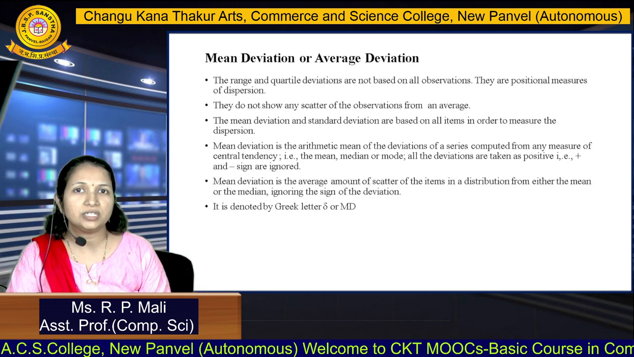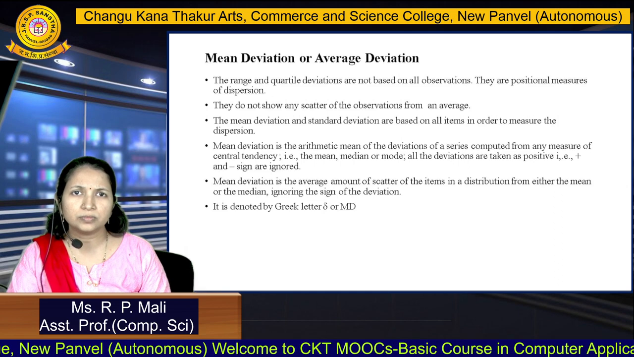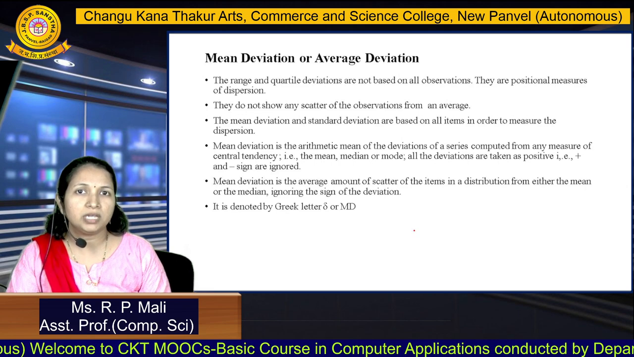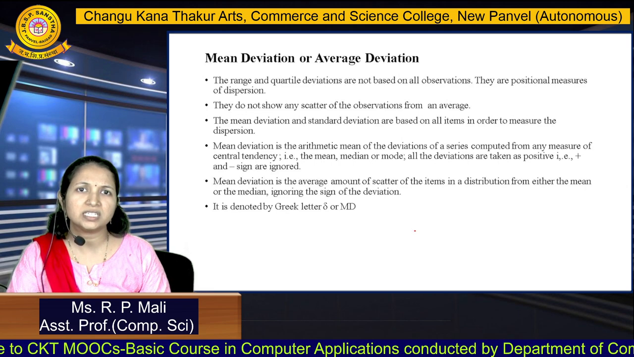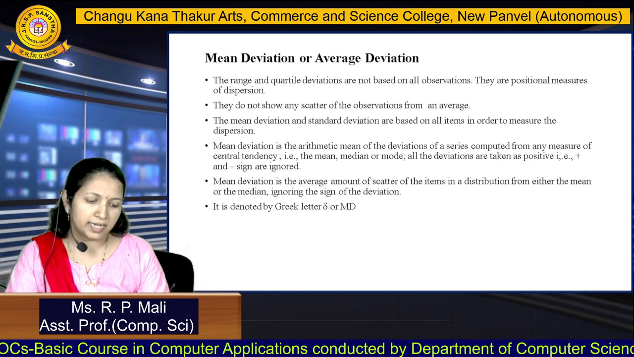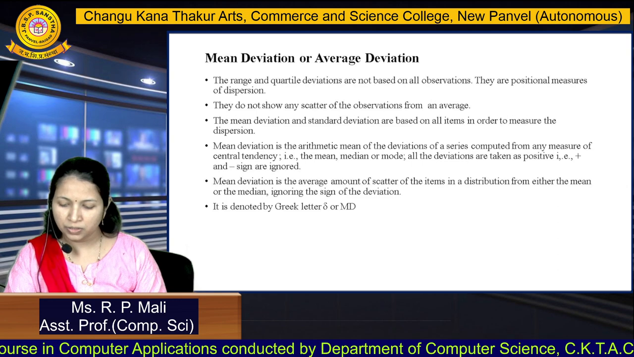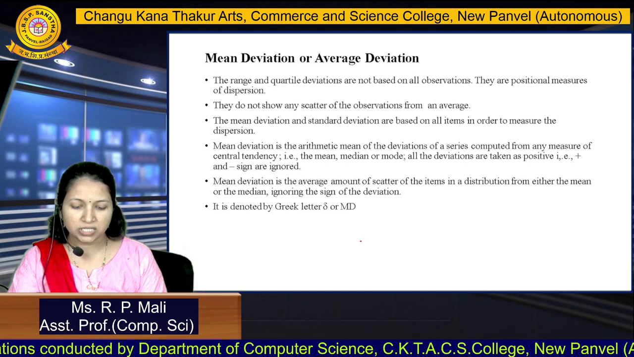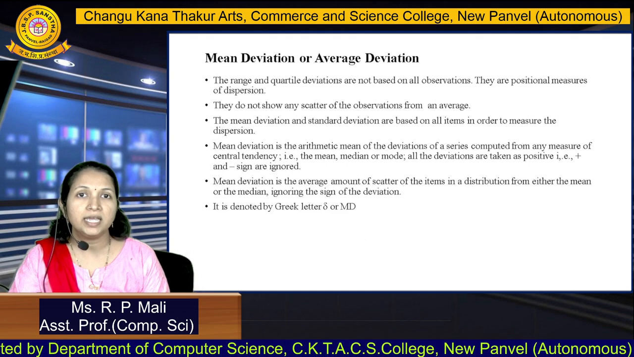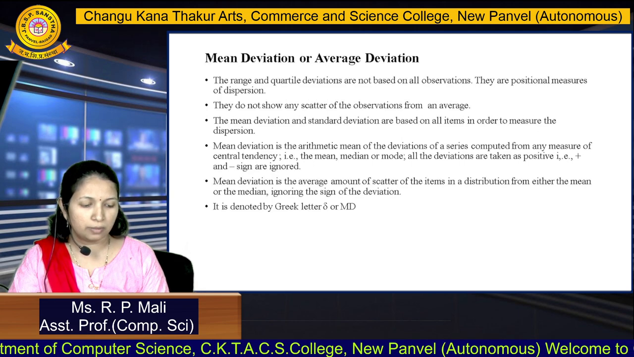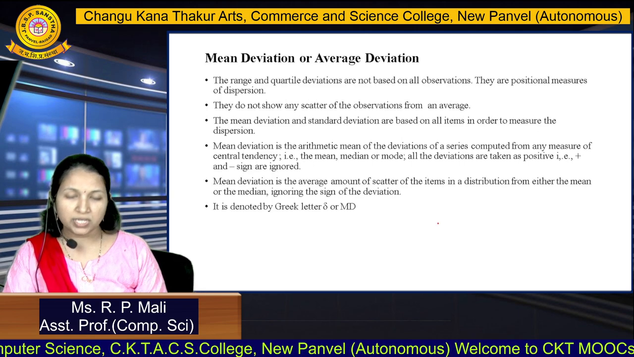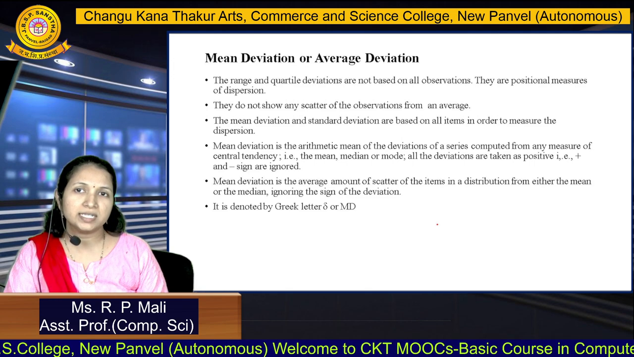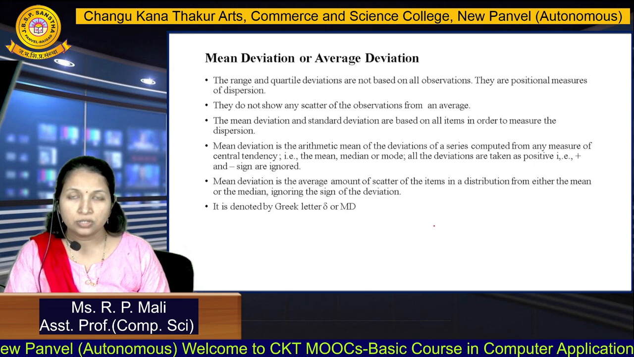So the mean deviation is the arithmetic mean of the deviations of a series computed from a measure of central tendency, that is the mean, median and mode. All the deviations are taken as positive, that is the plus sign, and we are going to ignore all the negative signs. So the mean deviation is the average amount of scatter of the items in the distribution from either the mean or the median, ignoring the sign of the deviation. It is denoted by the Greek letter delta, or MD, which stands for mean deviation.